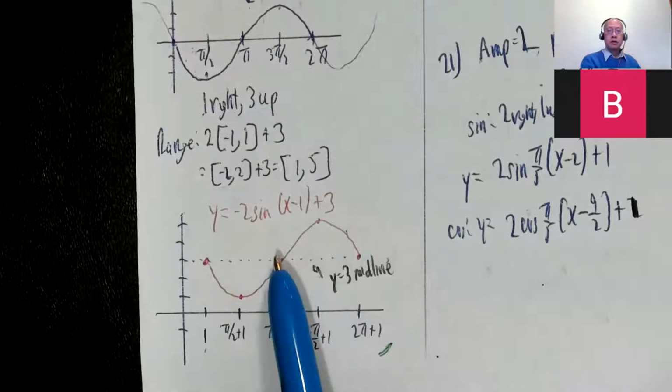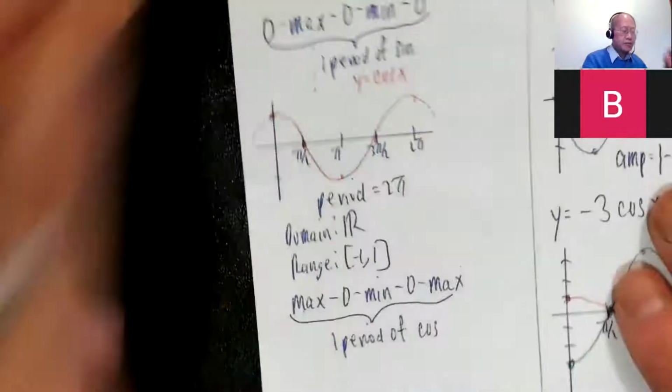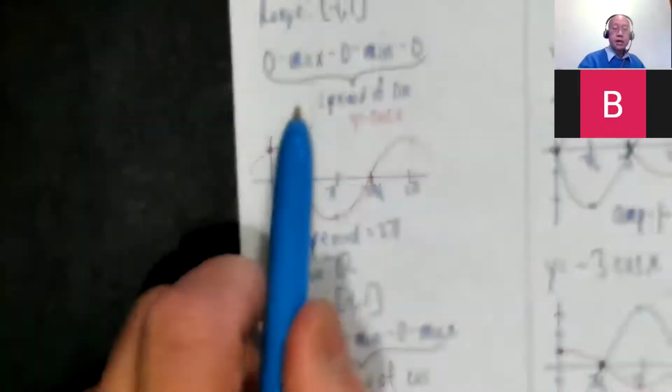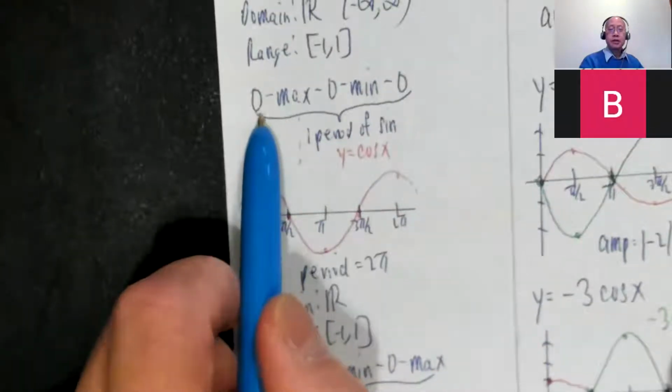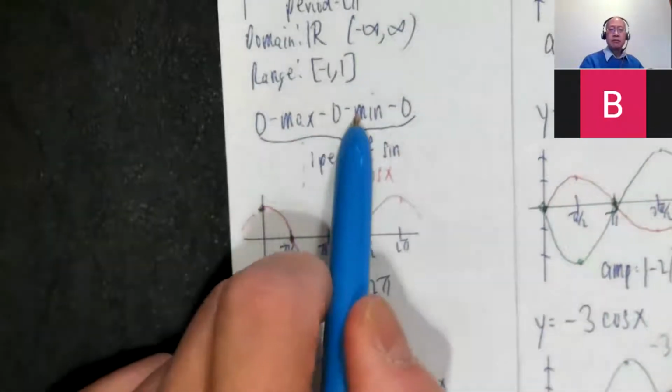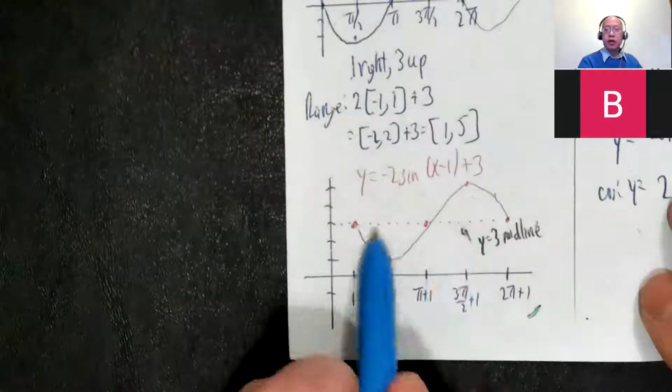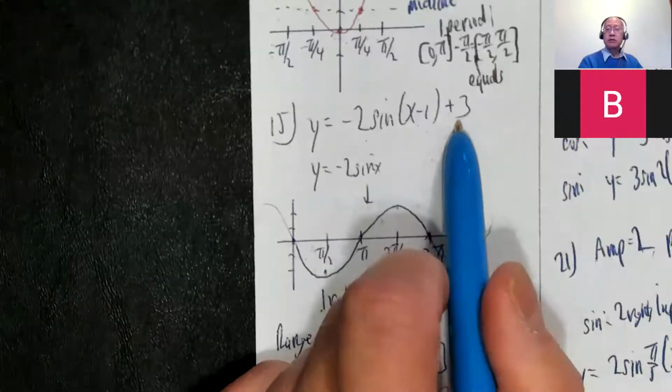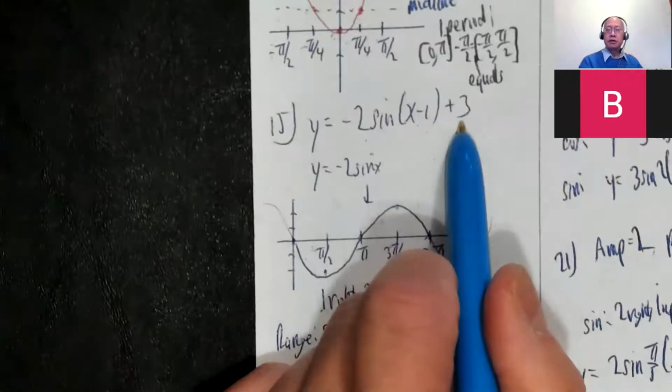Okay, so very technically, even though here I wrote 0, it should be midline. Midline, maximum, midline, minimum, midline. So in this case, the midline is 3 only because I was told to move the whole graph up 3 units.